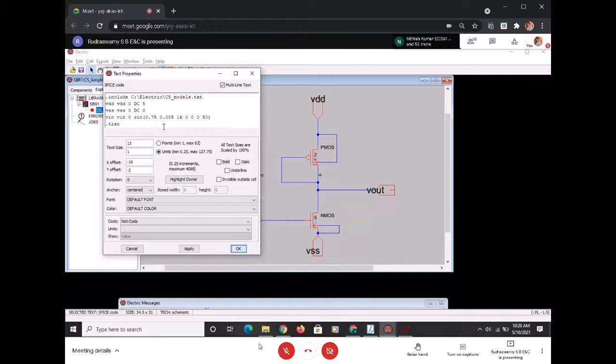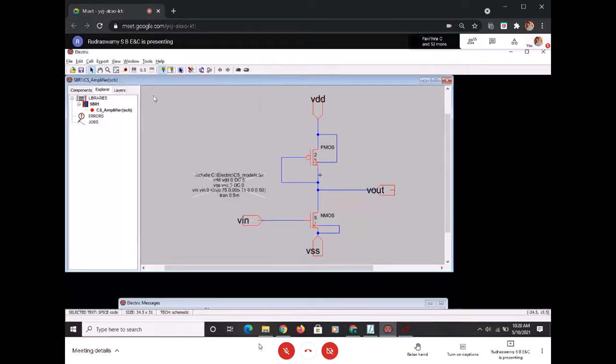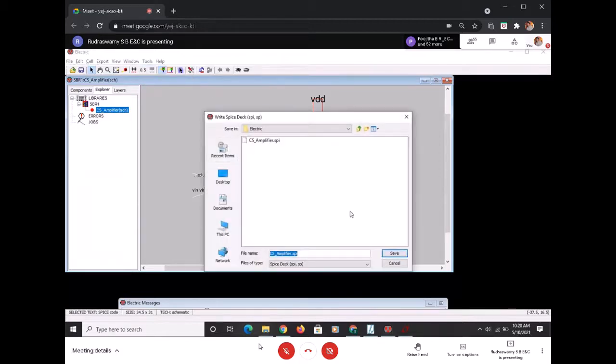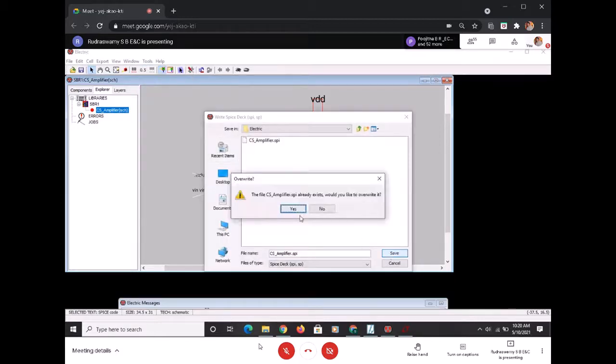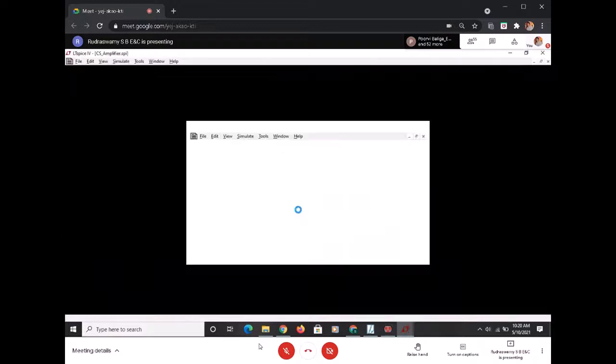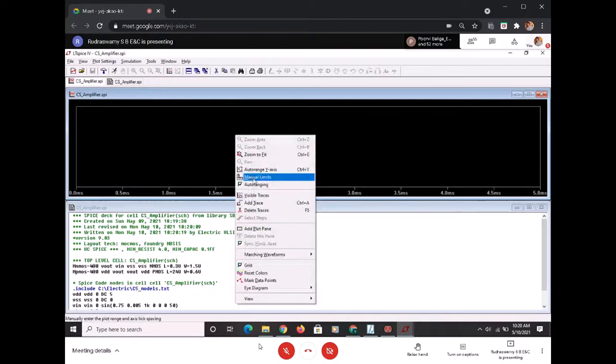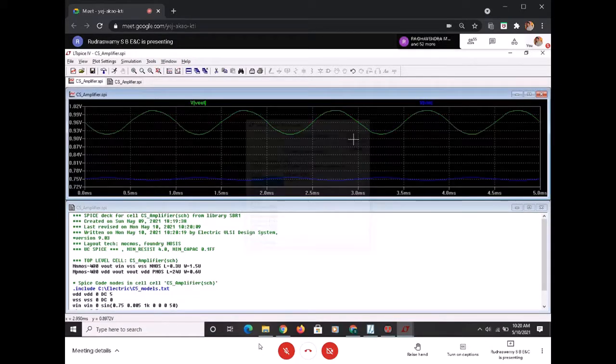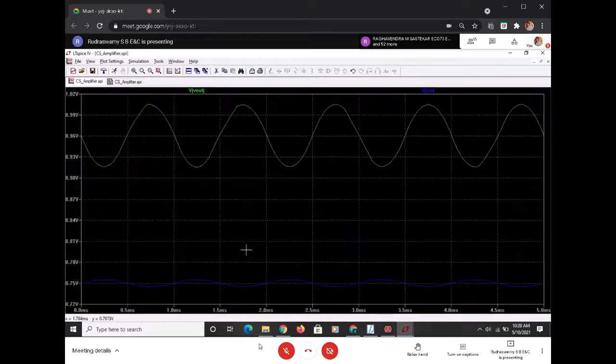Dot RAM, 0, save. Yes. Okay. Okay, you can just go and check.